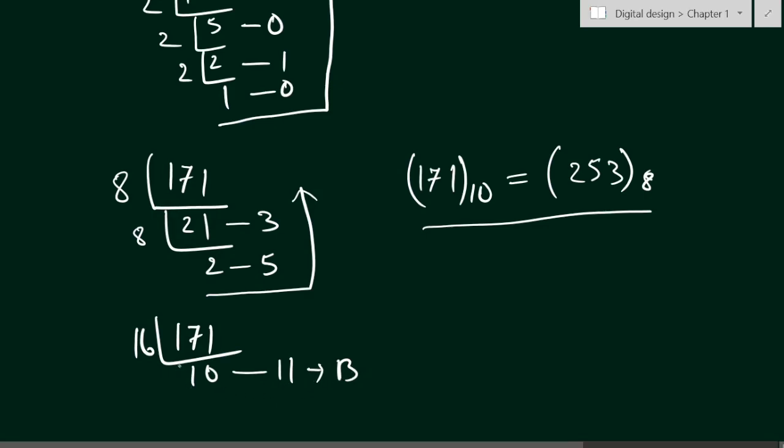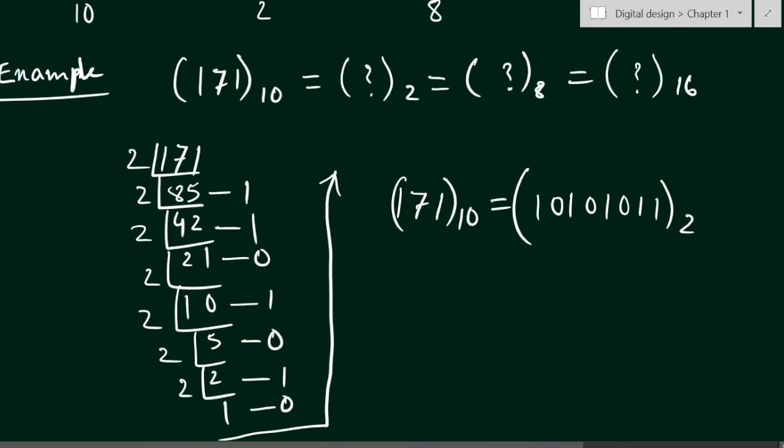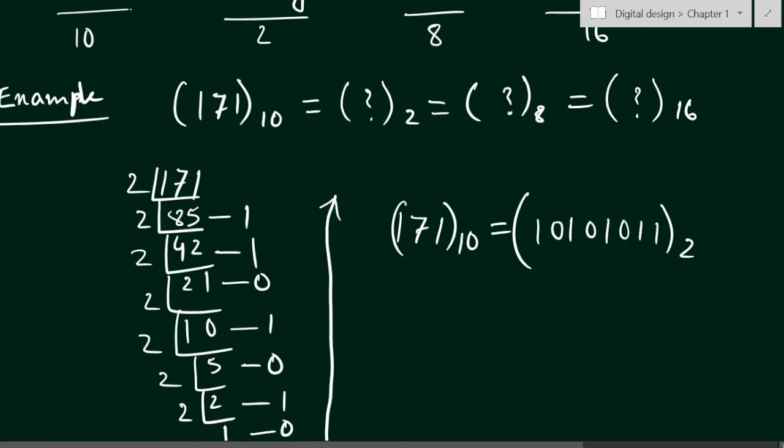Okay. So next, again we have to divide. So we cannot divide because this number is less than 16. Okay, so you can stop here. So write in this manner, because this is not a hexadecimal number. Okay, so 171 in decimal is equal to 10, and 10 is again A. Okay, it is AB in hexadecimal. Now we have converted this decimal number into its binary, octal and hexadecimal equivalent.